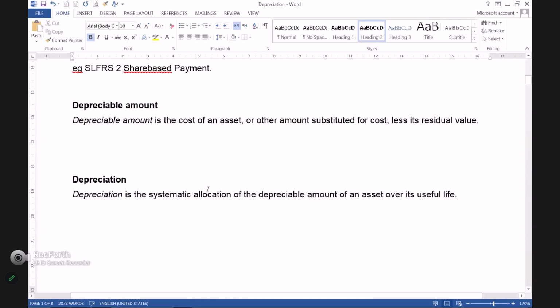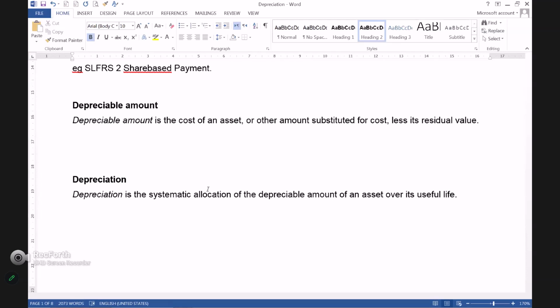Depreciable amount. Depreciable amount is the cost of an asset, or other amount substituted for cost, less residual value. So for example, you already know the carrying amount. Carrying amount means cost minus accumulated depreciation, so the accumulated depreciation is deducted from the cost.